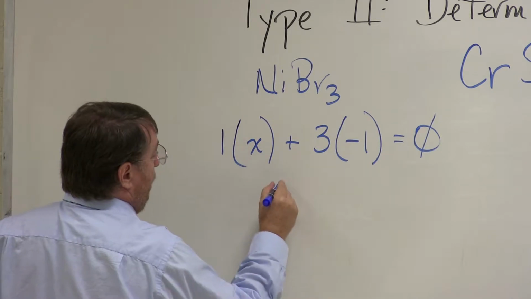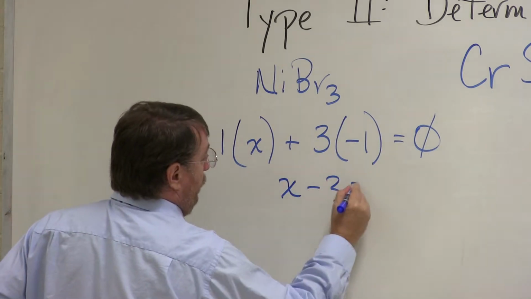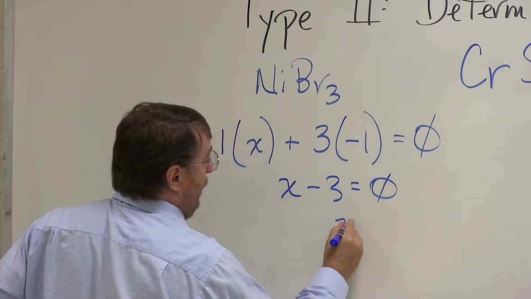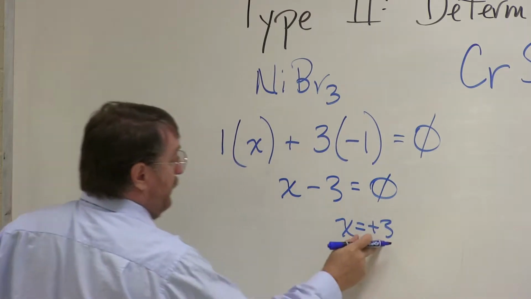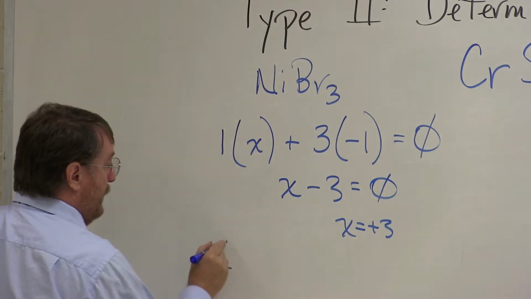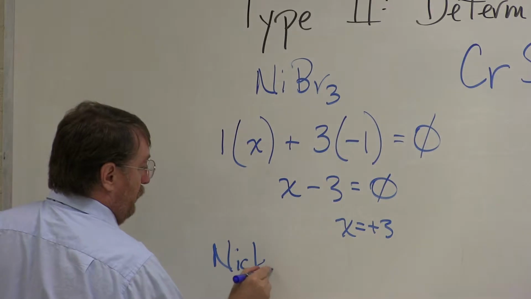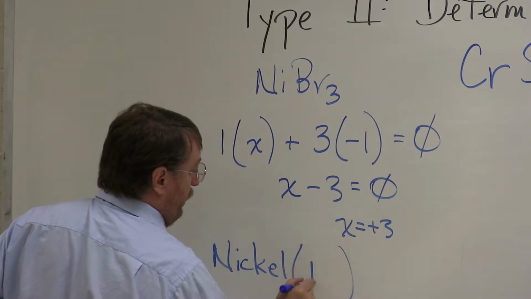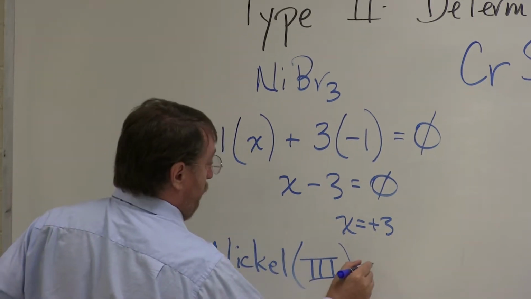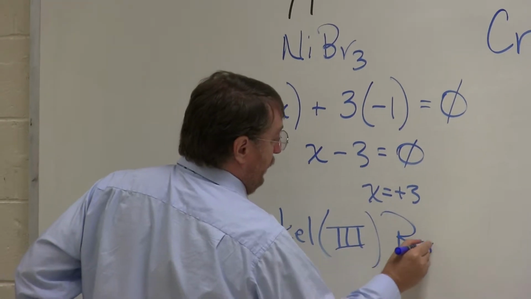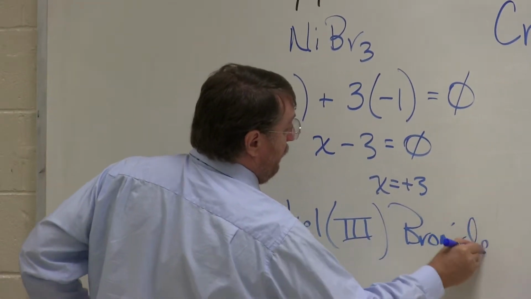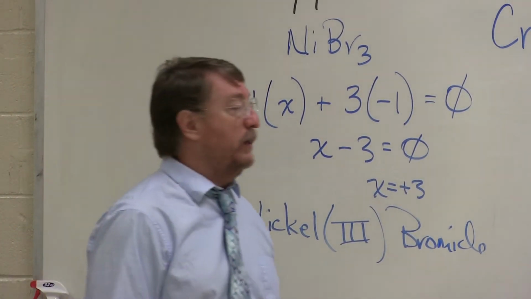Obviously 1 times x is x, so x minus 3 equals 0 and x equals plus 3. If x is plus 3, now I can name it nickel 3 bromide. This is not necessary for any type 1 metal because we know the charge all the time.